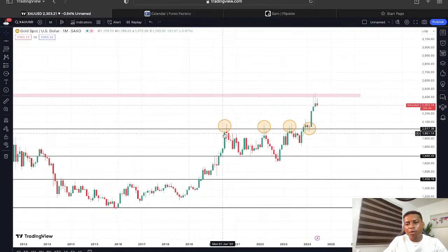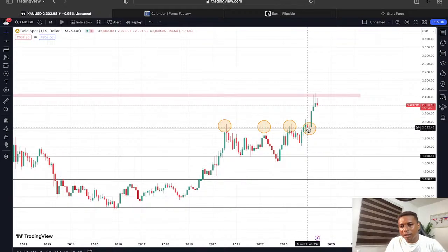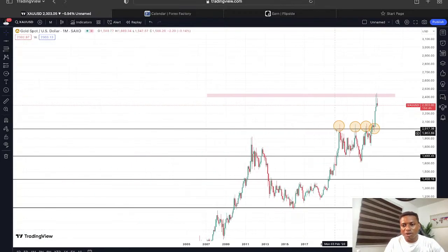Okay, because the more price touches a particular level consistently, the weaker that level becomes. And here now, price broke out of it because the level has become very weak. Price broke out of this level, went up, and then went up to a level it has never been before. Gold has never got into this height before in the history of gold.